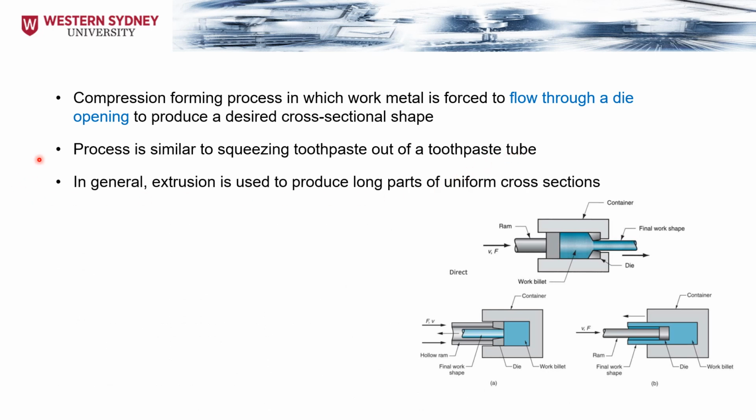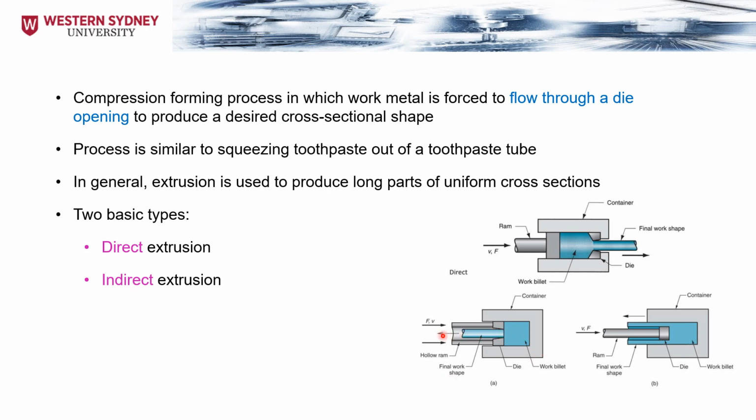In general, extrusion is used to produce long parts of uniform cross-section because the die shape is going to be constant. Let's have two basic types. We have the direct extrusion, where we push the pellet through the die by moving the ram against the die. Or we have the indirect extrusion, where the die is within the ram.